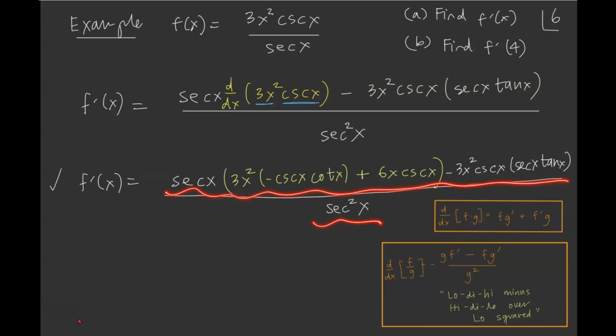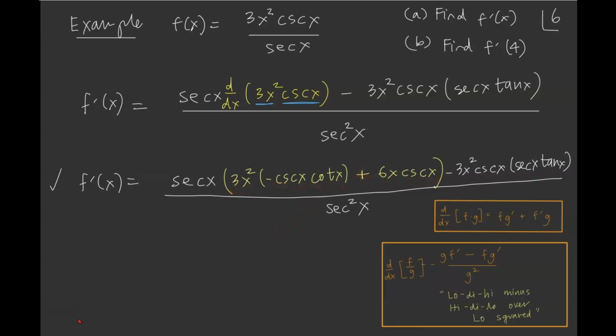And I'm just going to double check. It always is to your benefit to double check that you did everything. We had this quotient rule. We did low d high minus high d low over low squared. Definitely have everything, and just double checking the product. Regular first, derivative of the second, plus derivative of the first, regular second. Okay, that looks really good.